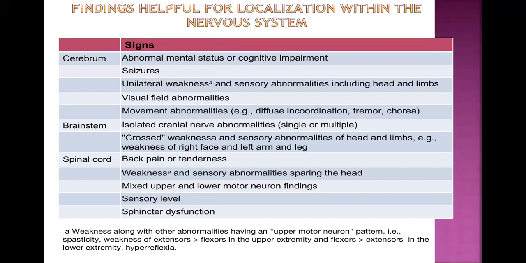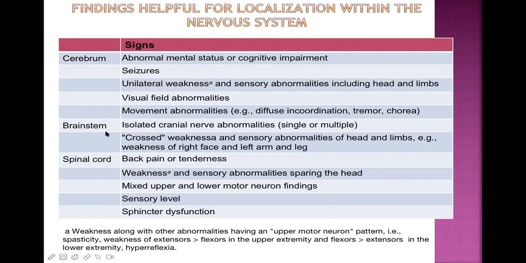Seizure: if seizures are there, then usually the cerebral hemispheres are affected. If there is unilateral weakness and sensory abnormality, including head and limbs, along with seizure and abnormal mental status, then the brain is affected. In affection of the brain, the visual field can also be abnormal, and there may be movement disorder also. So if these things are there, then I can confidently say the disease must be inside the cerebral hemisphere, either on the right side or the left.